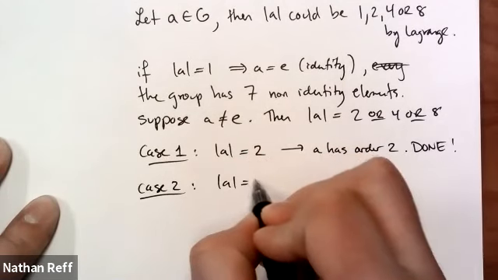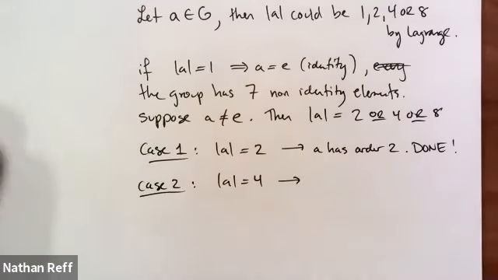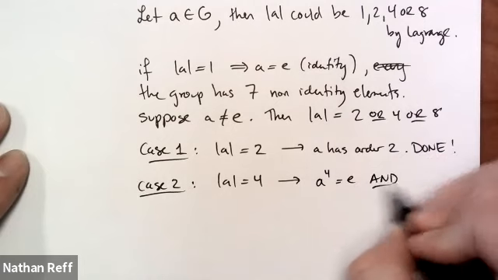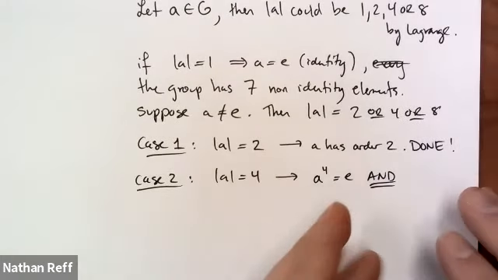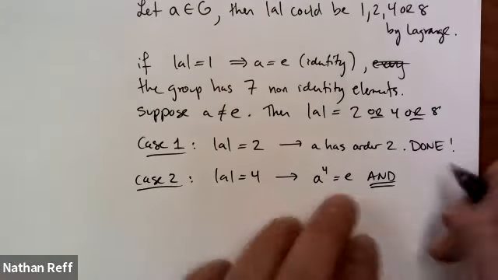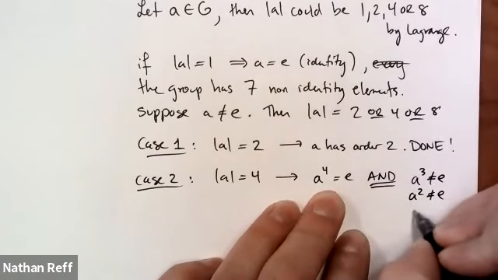Case 2, A has order 4. Now, what does that actually mean? You have to be very careful with the definition, right? The definition of being order 4 means that A to the 4th is E, and the order has 2 components to it. That's the smallest exponent that you get the identity from. You could write that out as a sentence, A to the n is E and n is the smallest such, but I don't want to write out that long sentence. You could just say A cubed is not E, A squared is not E, and A is not E.